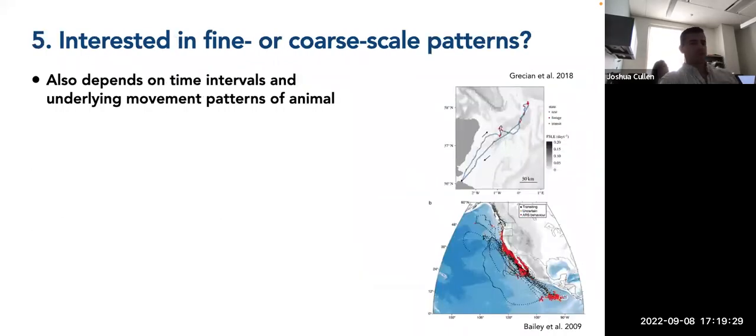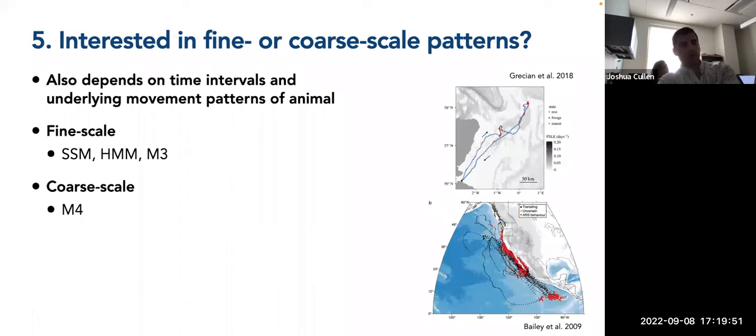And then lastly, if you're interested in fine versus coarse scale patterns, again, it depends on the time intervals and the underlying movement patterns for that given species. So if it's fine scale, state-space models, hidden Markov models, or the M3 method more specifically are probably better compared to the M4 method that might miss these changes.